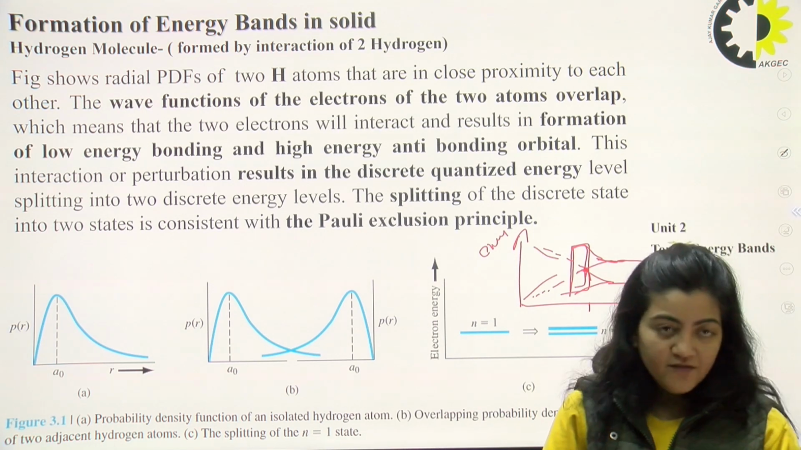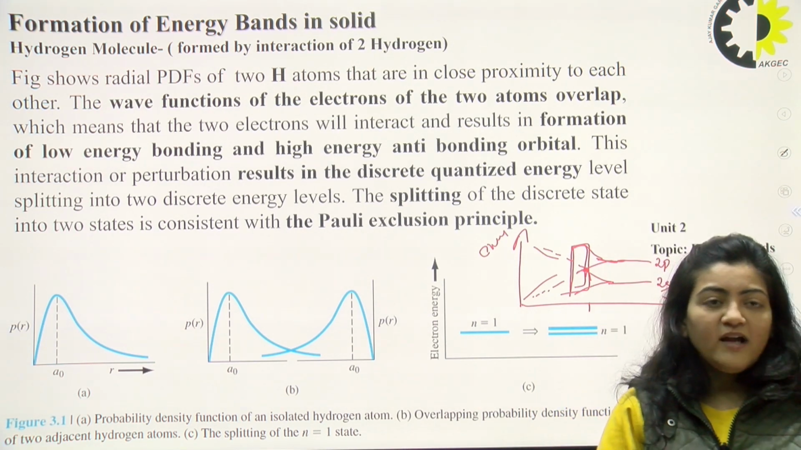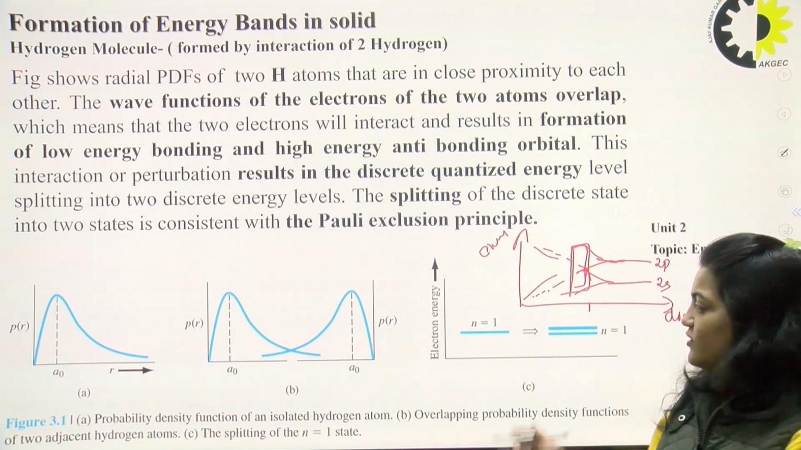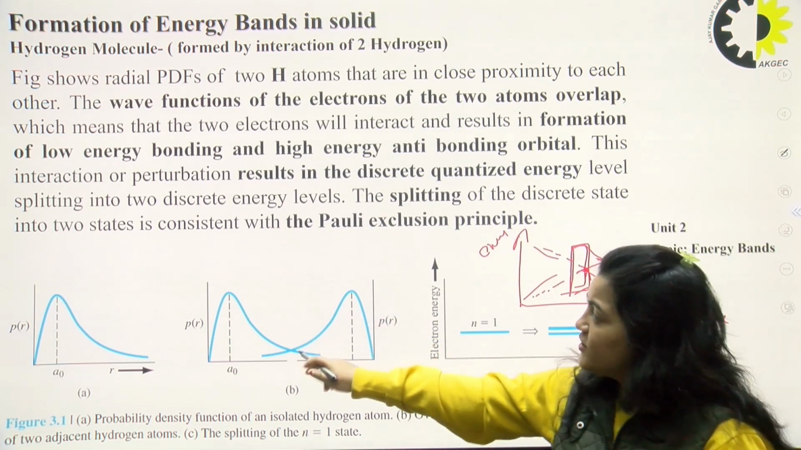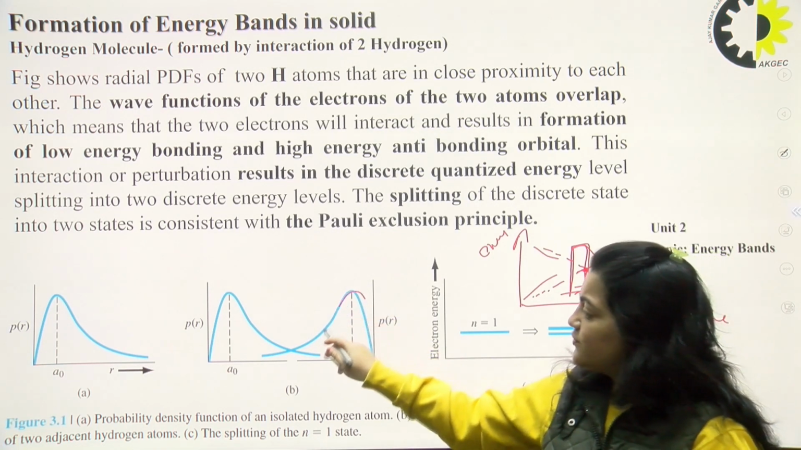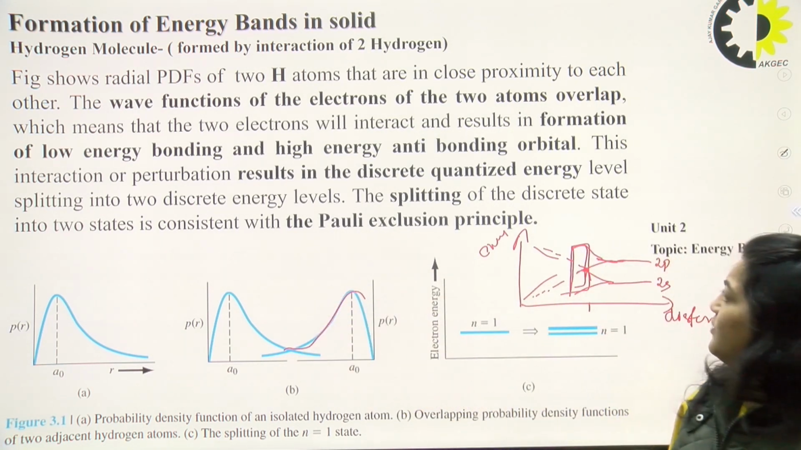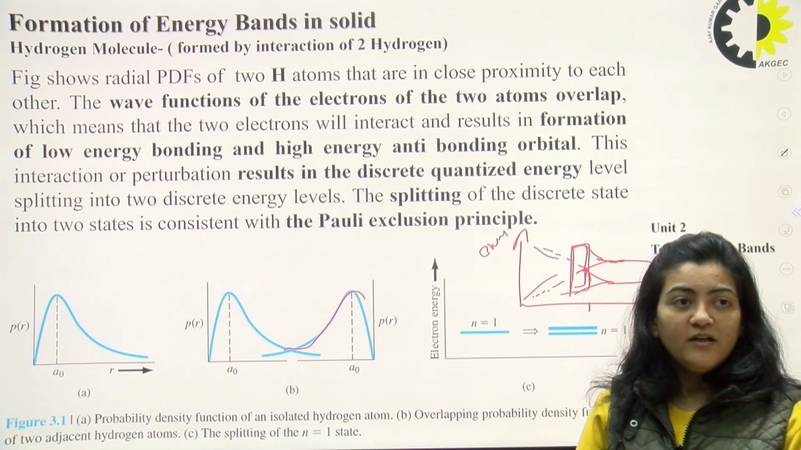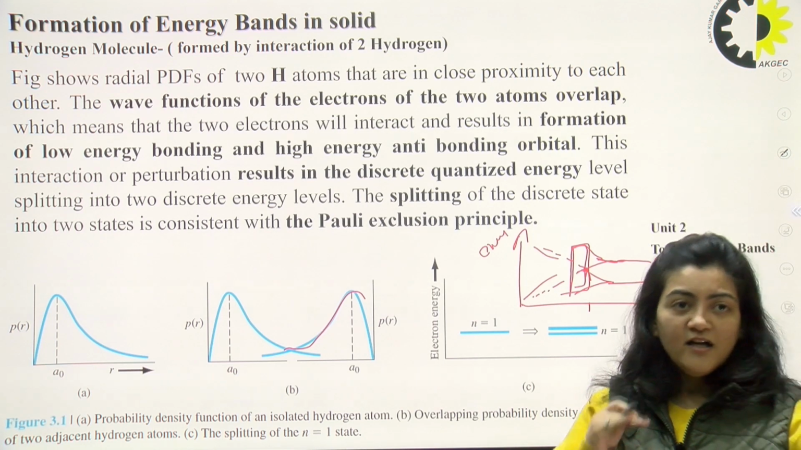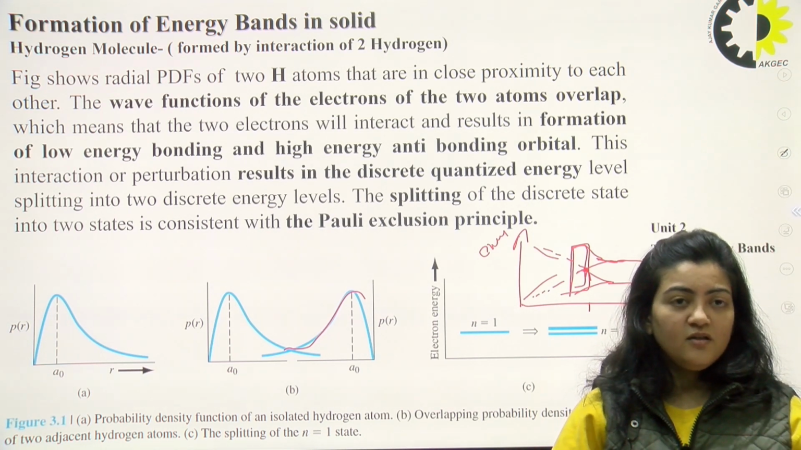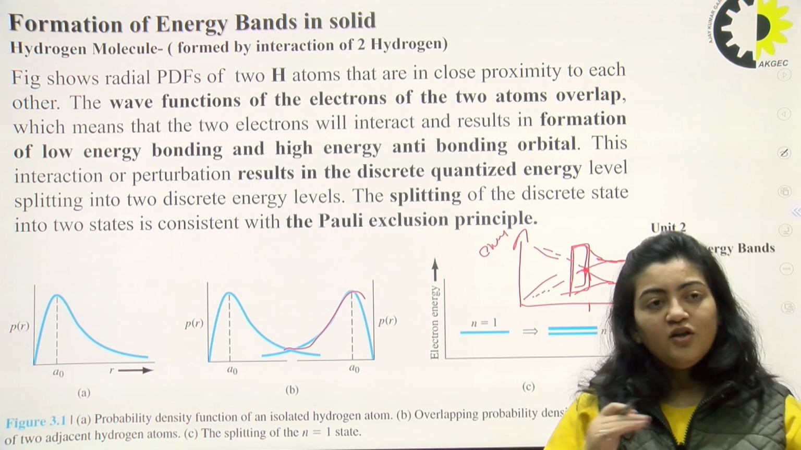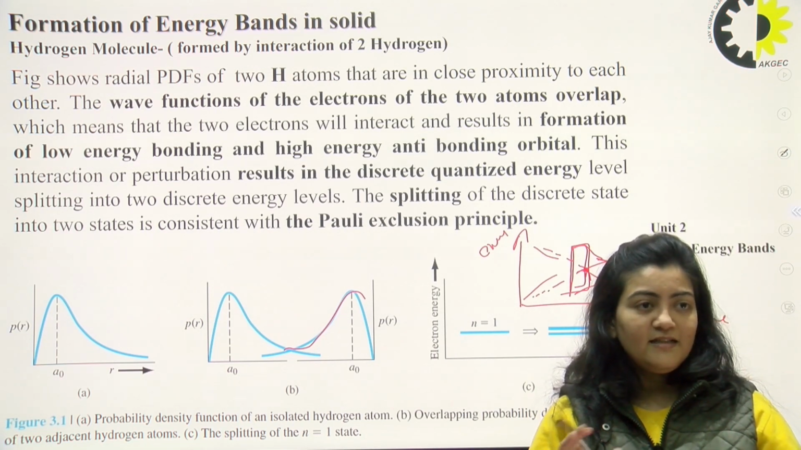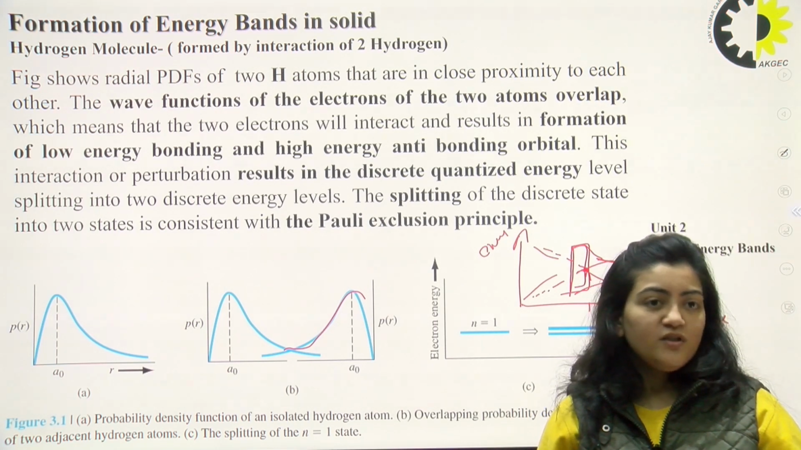So it is a wave function of the electrons of two atoms which will overlap, which means the two electrons: one with the lower energy bonding and one with the high energy antibonding orbital energy. These interact, and discrete quantization levels are produced. Now the splitting of these discrete states into two states is consistent with the Pauli exclusion principle.